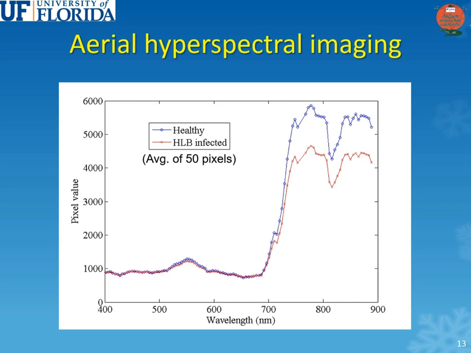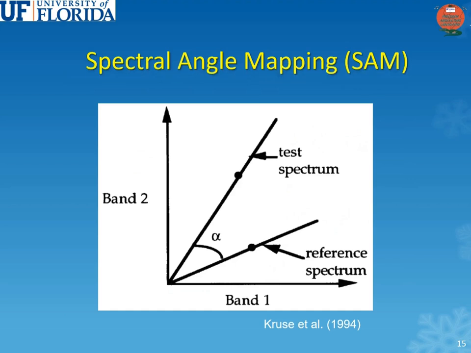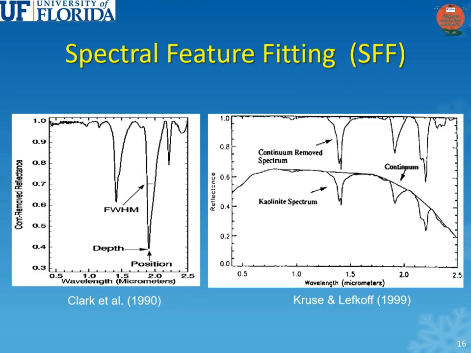Here is another example of spectra of different conditions, healthy and HLB. For analyzing these images, we implemented spectral angle mapping, which finds similarity by calculating spectral angles between two spectra. Another method we implemented was spectral feature fitting, which compares the shape of the spectra with reference spectra using a least squares technique.